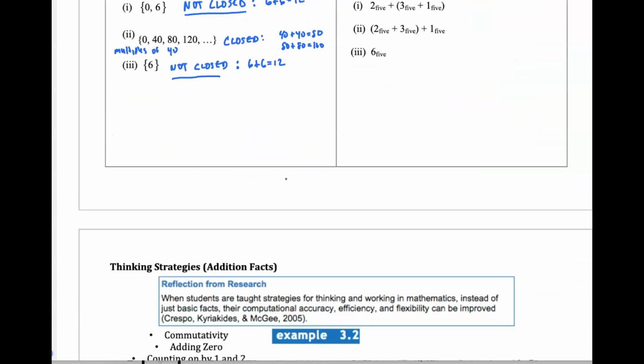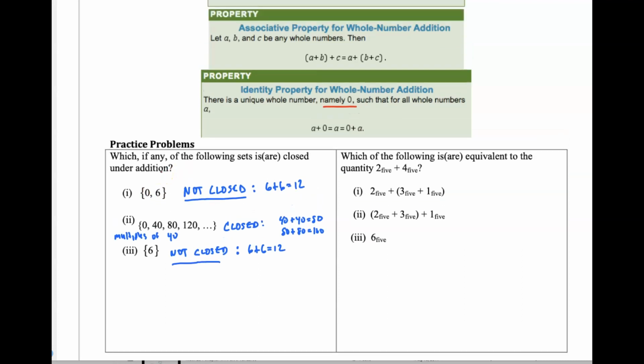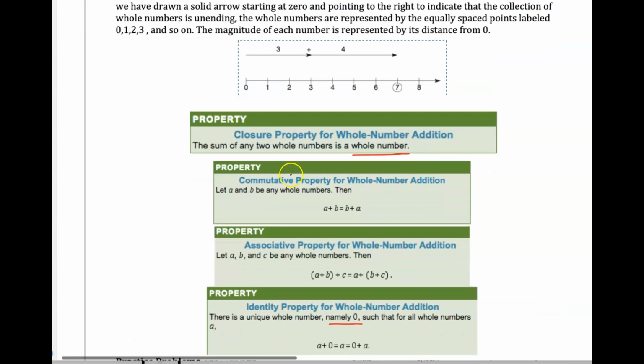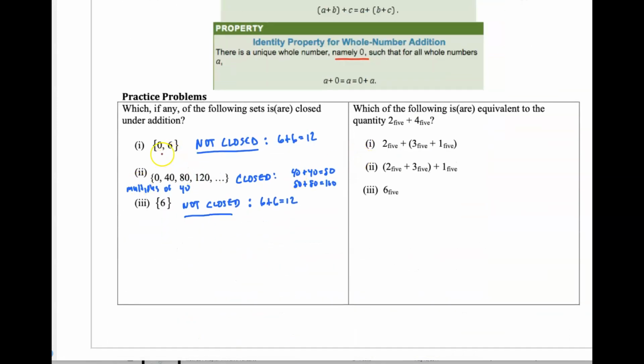Then we have some practice problems we can look at real quick. Are these sets closed? Meaning, when I add numbers within the set, if I add 0 and 6 together, are my results always 0 or 6? So it's not closed in this case. It doesn't follow the closure property, that the sum of two whole numbers is a whole number. In this case, our set is 0 and 6. If I put 6 and 6 together, I get 12, which is not in the set, so the set is not closed.